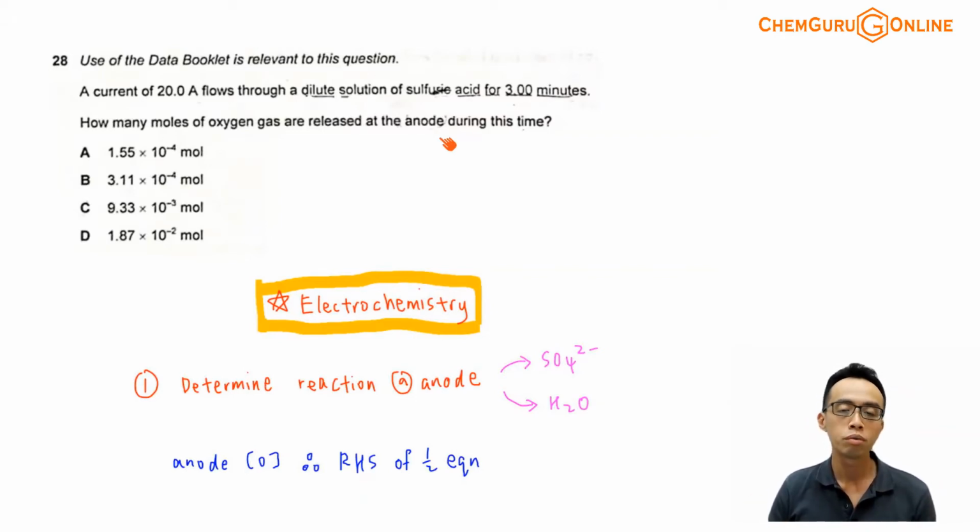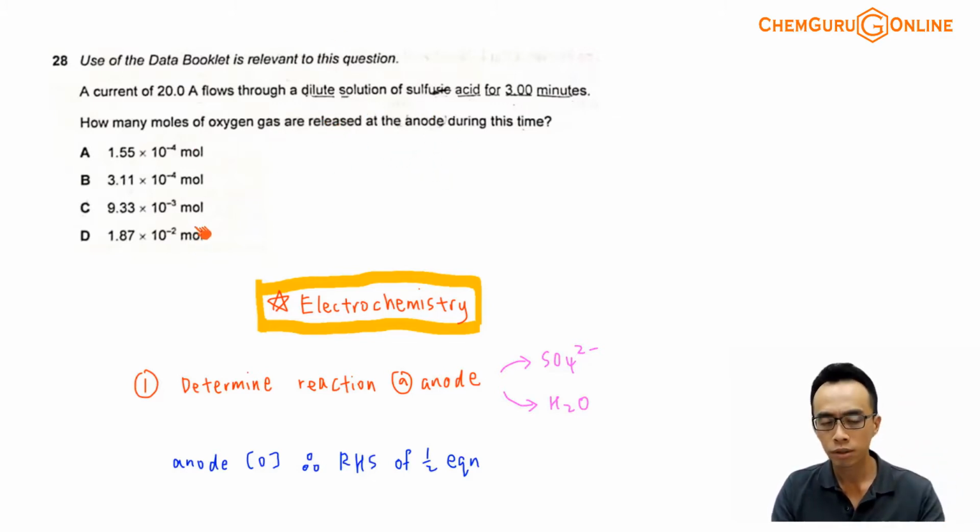Now in this video, we want to discuss the suggested solution for 2020 A-Levels H2 Chemistry Paper 1, question 28. The use of the data booklet is relevant to this question. A current of 20.0 ampere flows through a dilute solution of sulfuric acid for 3.00 minutes. So the question is asking how many moles of oxygen gas are released at the anode during this time.